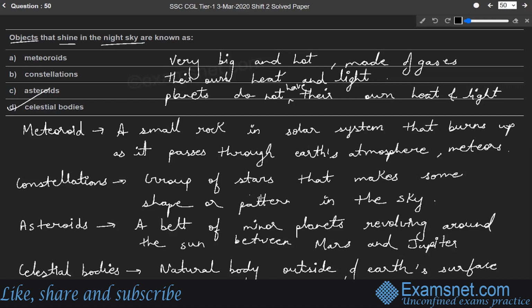So I hope you are clear with the concept of celestial bodies. There are 2 kinds of celestial bodies, one which has its own heat and light, and one which does not. So for this question, the correct option is option D, which is celestial bodies.